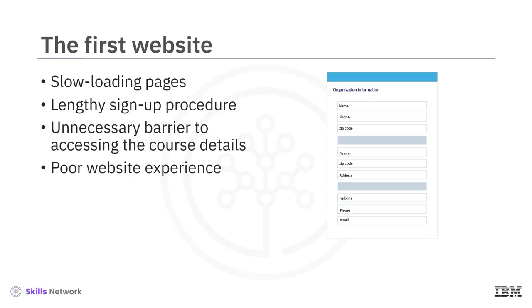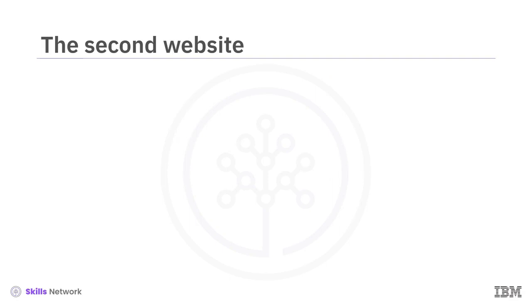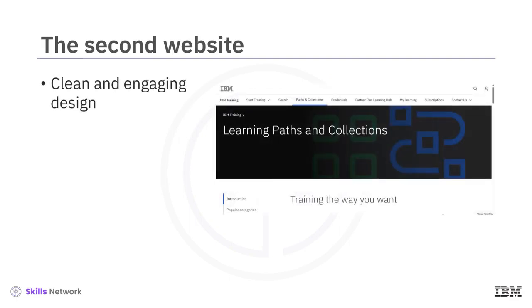The combination of the cluttered design, confusing navigation, inadequate course descriptions, slow loading pages, and lengthy sign-up process further disheartens Smith, making it harder for him to decide on the right Python course for his needs. Smith now visits the second website and is immediately impressed by its clean and visually engaging design.